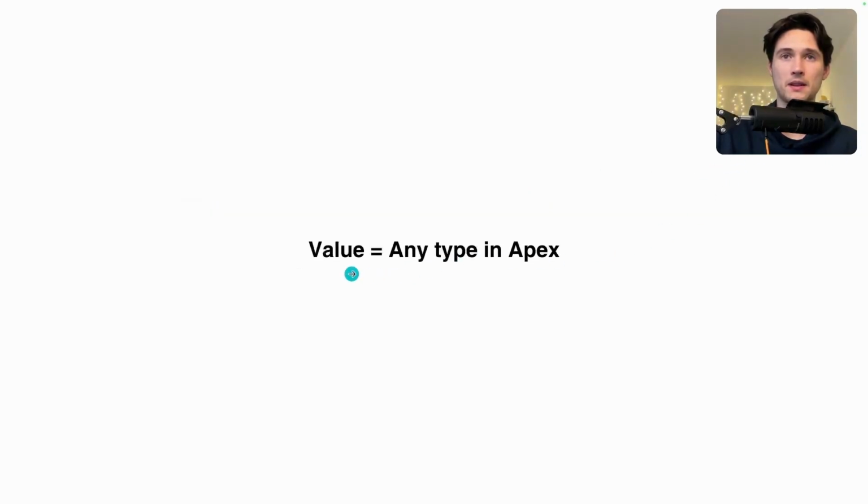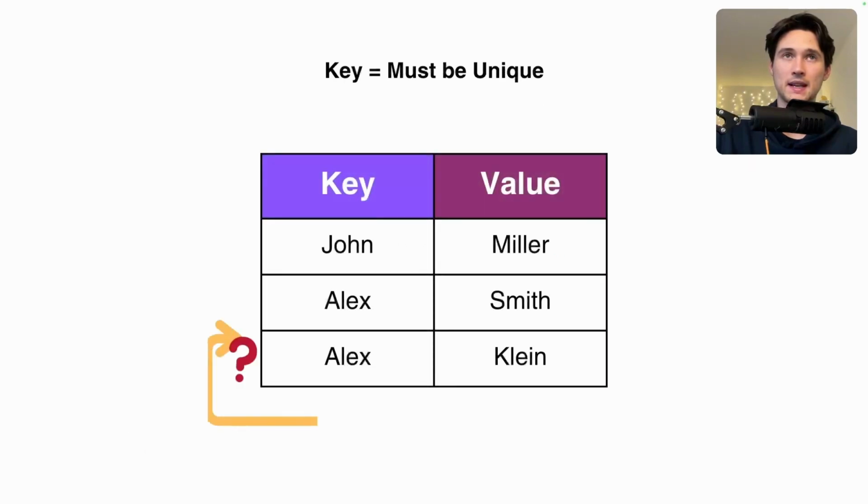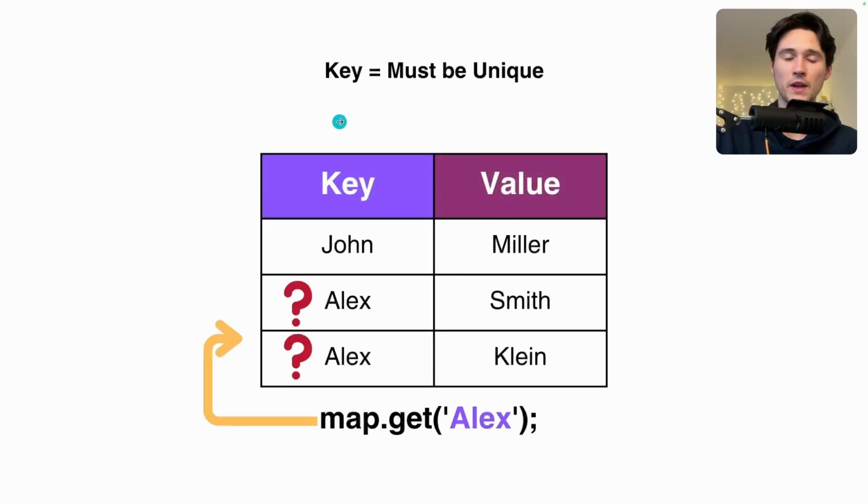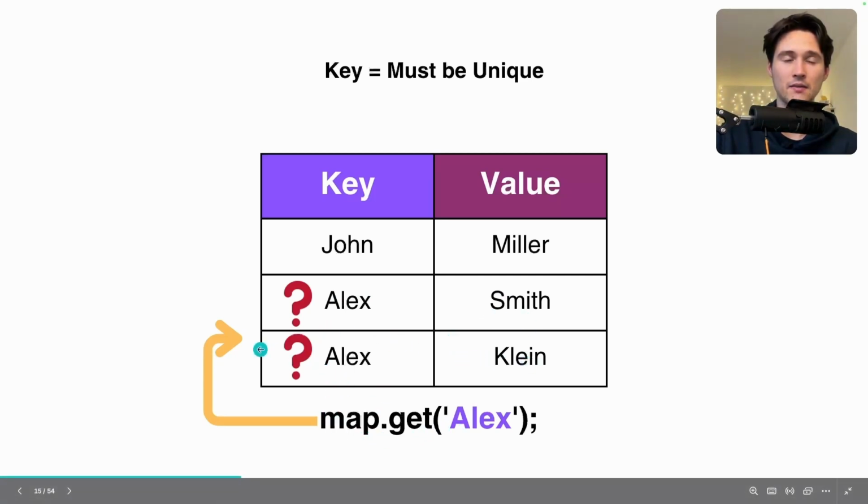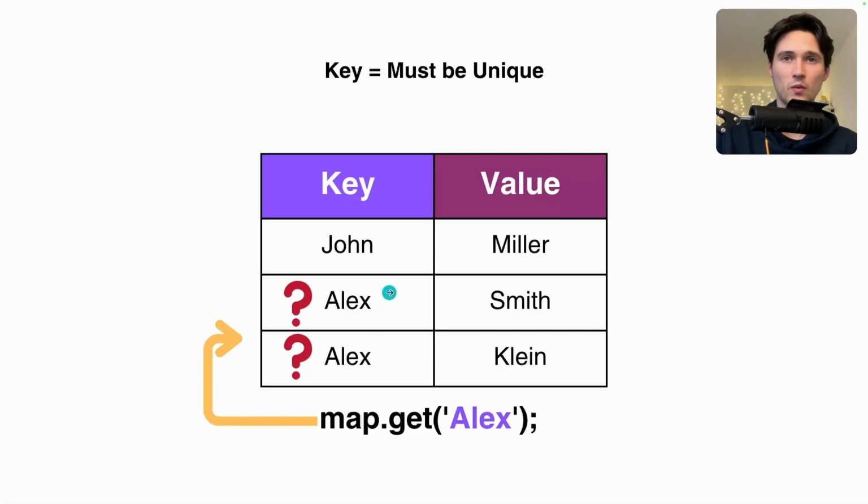A value in a map can be any type, but about a key, we need to make sure that the key is unique. Let's imagine what would happen if a key was not unique. So let's say we have here two keys, Alex and Alex. They point to different values, Smith and Klein. When we say map.get('Alex'), give me the value behind Alex, what would you expect to receive? It's not clear, right? So the Apex engine can't really know what to give you at this point. So that's why we make the keys unique.